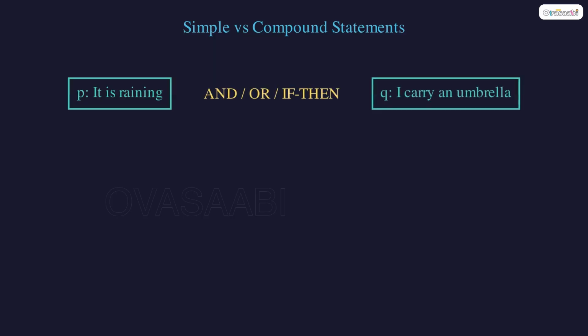A simple statement is one sentence that is either true or false. A compound statement joins two simple statements using a connective like and, or, if-then.